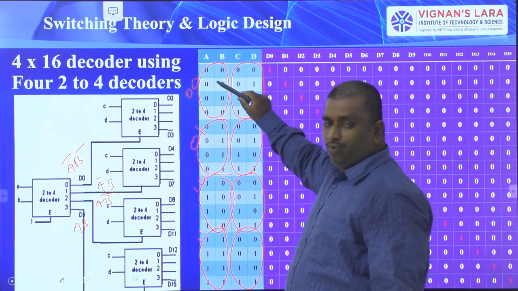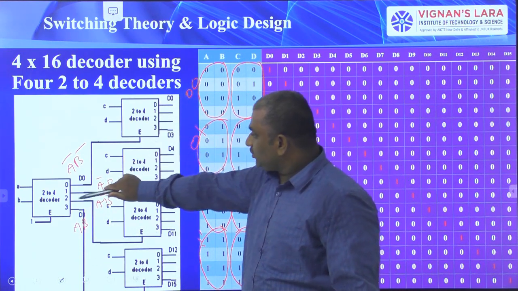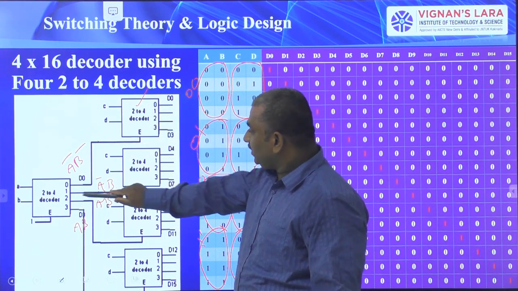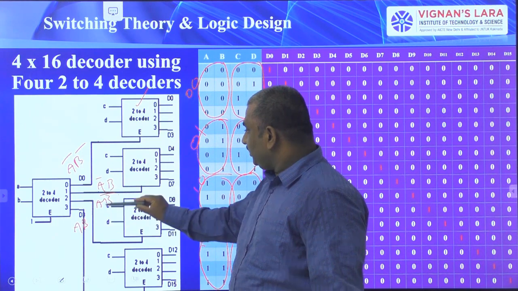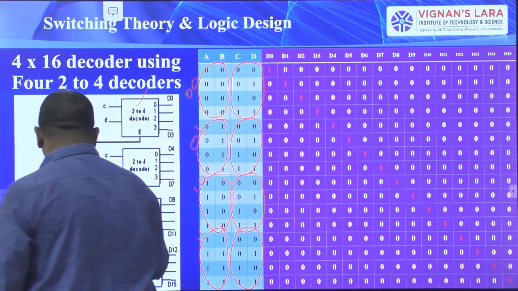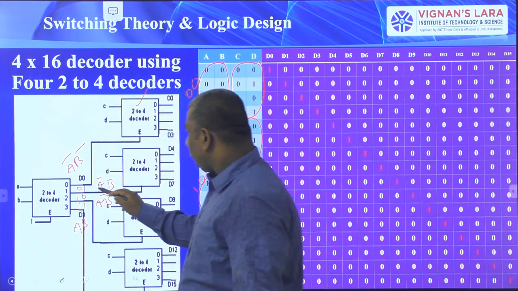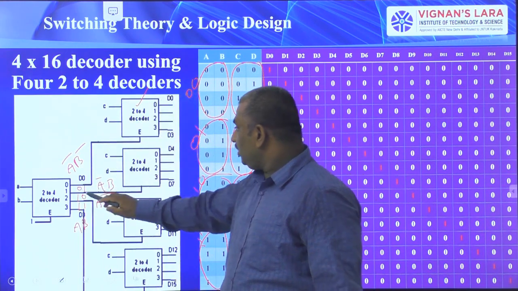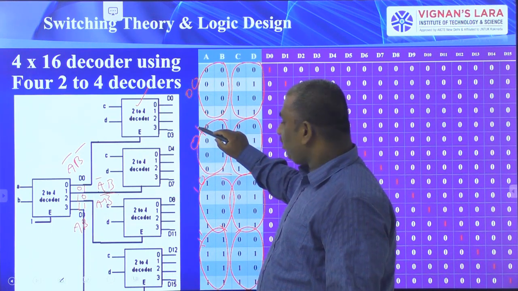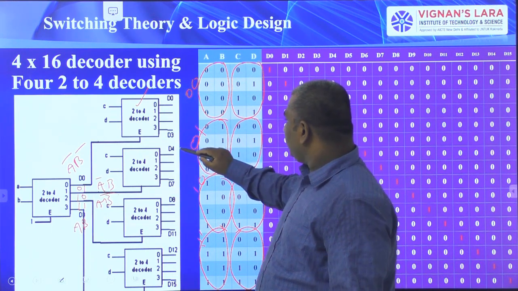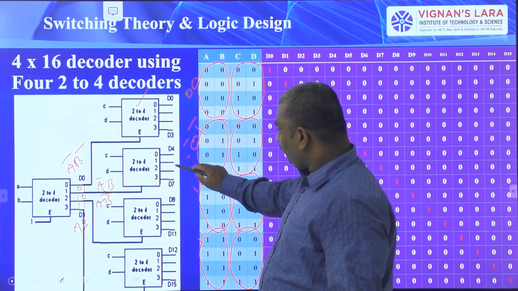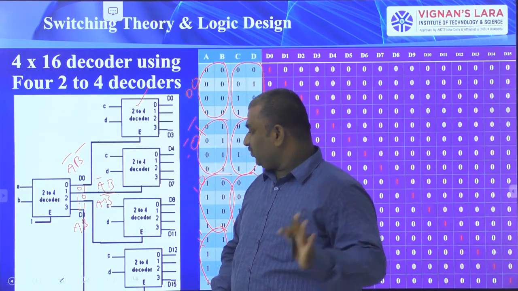So 0 0 we have to give to the first decoder. See here, the 0 terminal we have connected to the first 2 to 4 decoder. The second terminal, this is 0 1, is connected to the second decoder. For this decoder, the outputs are the minterms. So this is D4, D5, D6, D7. 4 outputs we have given.